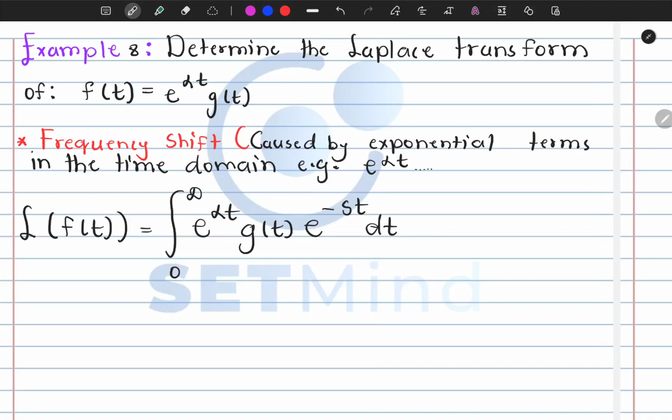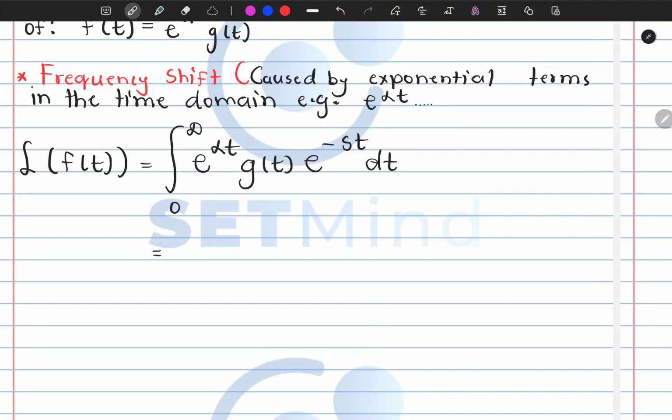And there's a couple of ways in which we can easily work this problem out. But one approach we are going to take is that we'll collect the exponentials. So this will be the integral from 0 to infinity, and I'll have g of t. And when I collect the exponential terms, you'll see that we'll have alpha minus s multiplied by t dt. Okay, that is what we have.